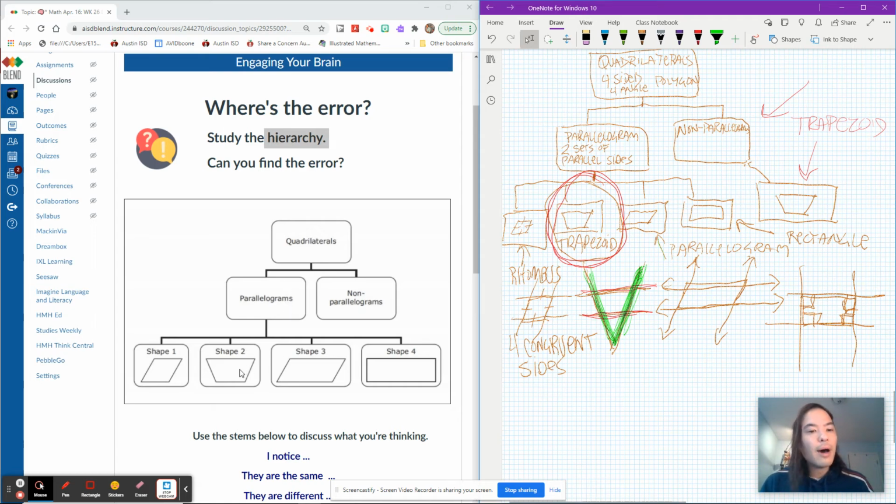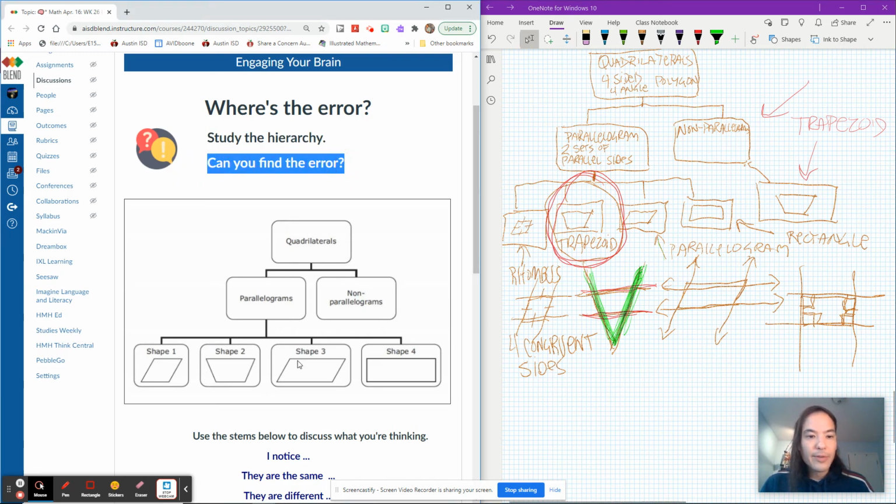All right, so they're different. Shape 2 is a non-parallelogram. Shape 2 is a trapezoid, so it should not be in the parallelogram section. It should be in the non-parallelogram section because it only has one set of parallel sides. So they are different because the trapezoid is in the wrong place. Okay, and then of course that is the error. So if you want to write that, they are different because the error is they put the trapezoid in parallelograms when the trapezoid is not a parallelogram because it has one set of sides that is not parallel.